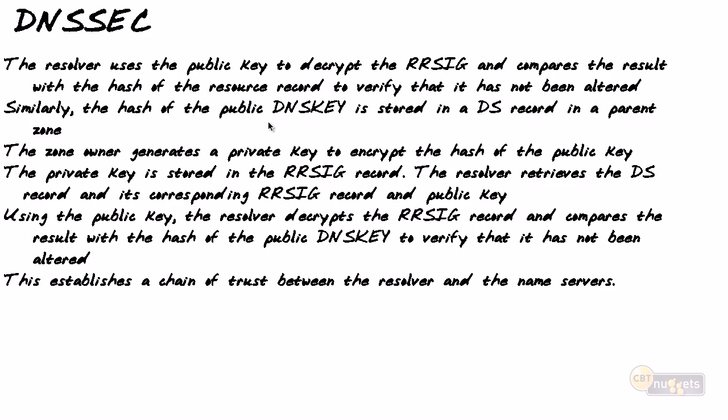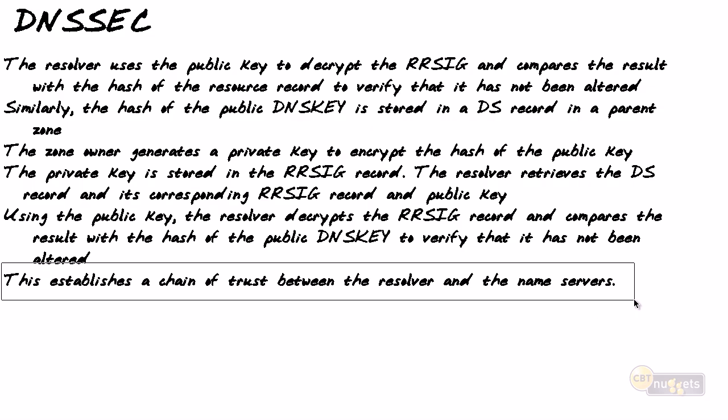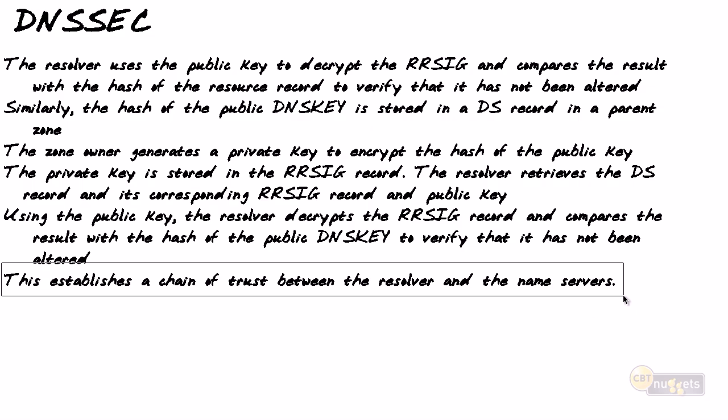In similar fashion, the hash of the public DNS key is stored in a DS record in a parent zone. The zone owner generates a private key to encrypt the hash of the public key. The private key is stored in the RRSIG record. The resolver retrieves the DS record and its corresponding RRSIG and public key. With that public key, the resolver can decrypt the RRSIG record and then compare the result with the hash of the public DNS key to make sure it hasn't been altered in transit. This is what we call a chain of trust, and DNSSEC establishes a chain of trust between the resolver and the name servers in our hierarchy.